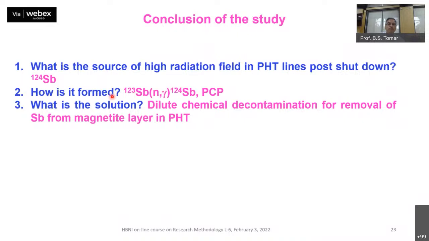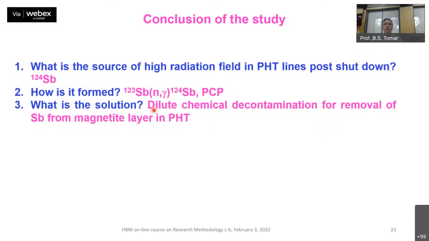How is it formed? It was later found that the primary coolant pump of these reactors contains carbon brushes with antimony impurity, and this antimony impurity becomes antimony 124 by neutron activation. It goes to the core of the reactor by wear and tear, and then during the shutdown, because of oxygen ingress, it goes into the pipeline and deposits in the magnetite layer of the primary heat transport system. So what is the solution?